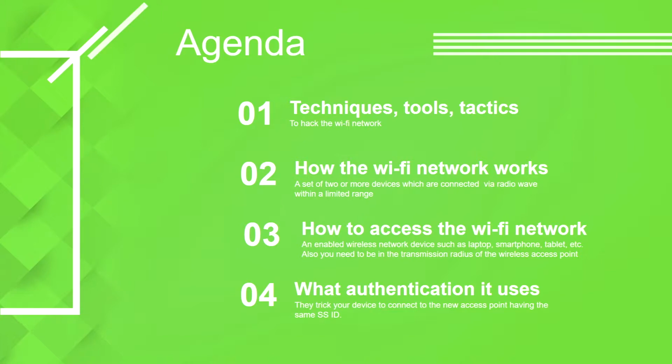Let's say AT&T Wi-Fi, which is widely used, or maybe a Starbucks type of SSID. A lot of malicious hackers use this technique to lure people and have them connect to their network instead of the actual legitimate one. It's pretty simple. Also, they use a tactic called deauthentication of the current network, and they trick your device to connect to the new access point having the same SSID.